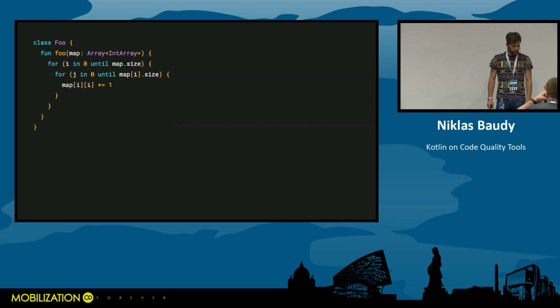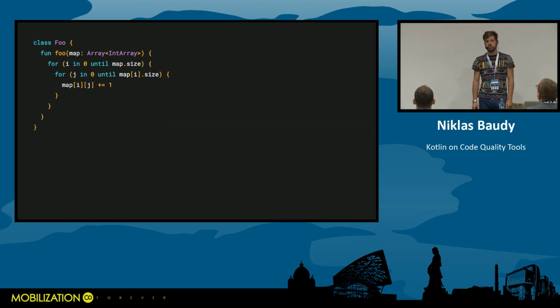Another example is this class. Can you spot the error? Here, the wrong variable was used. So tools can also help us by detecting unused variables or parameters, and forcing us to either use them or remove them.